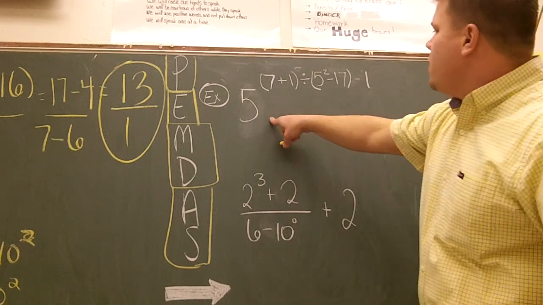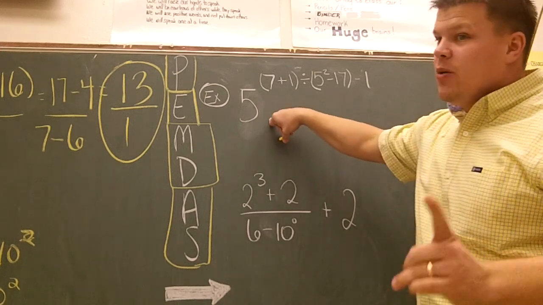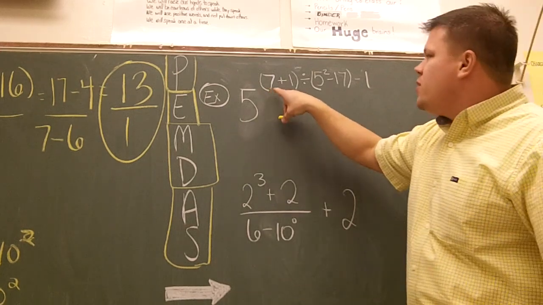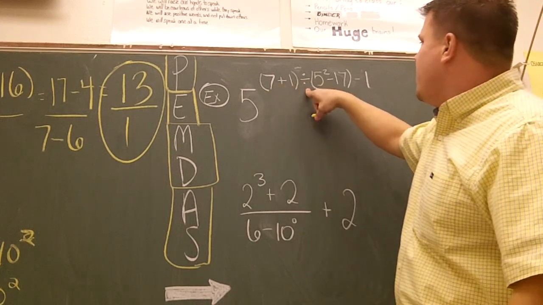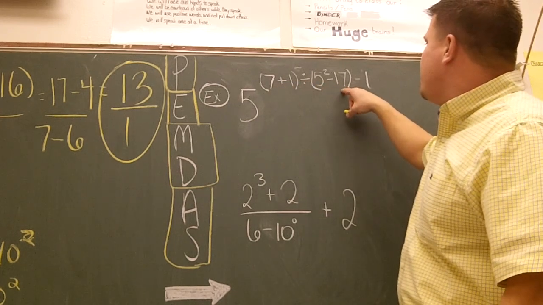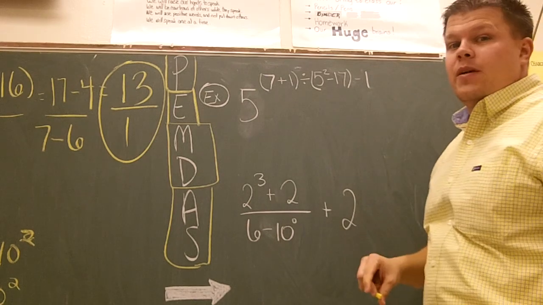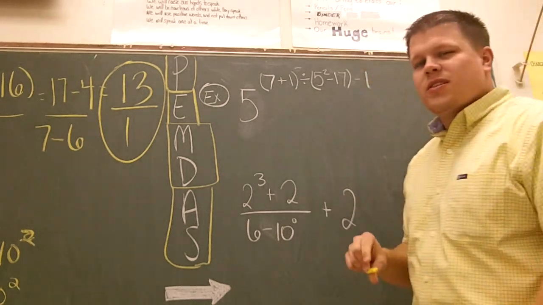We have 5 to the, this is going to be a weird one, 5 to the 7 plus 1 divided by 5 squared minus 17 minus 1 power. Yes, I know. It looks kind of weird.